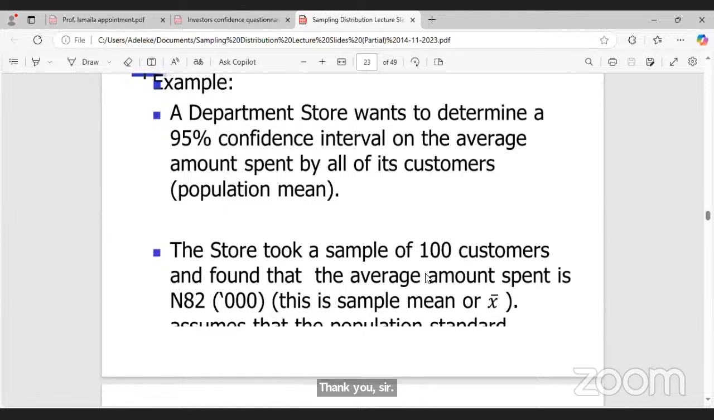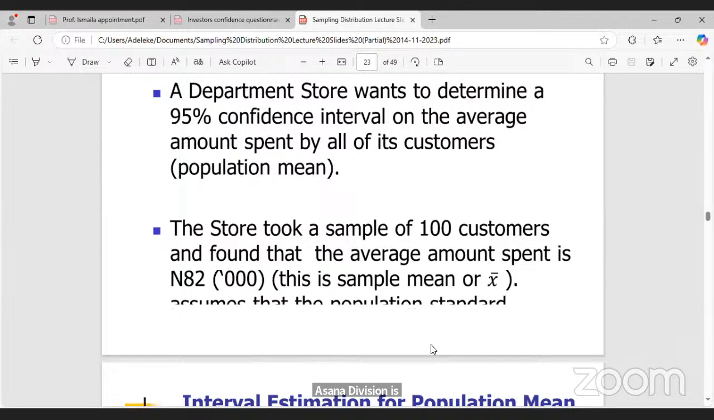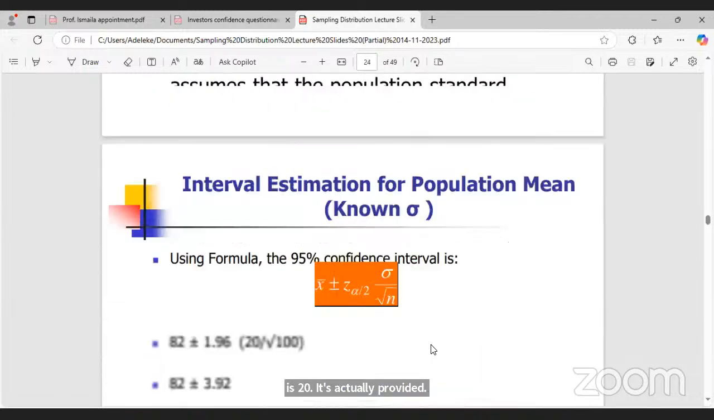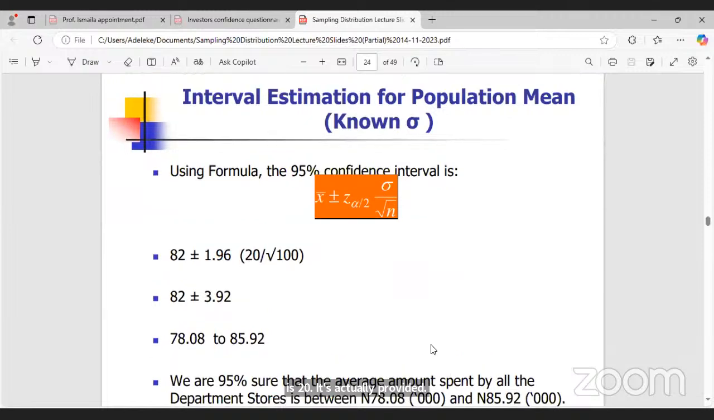So I will share the PowerPoint. But while converting to PDF, you can see that there's a cut here. Assuming that the population standard deviation, there's another wording under it: assuming standard deviation is 20. It's actually provided. I'll share the complete question after.